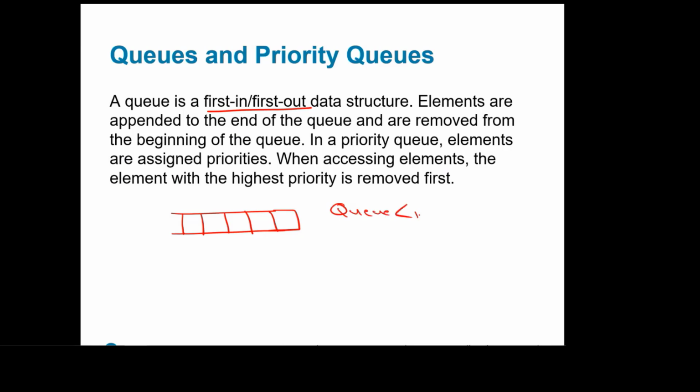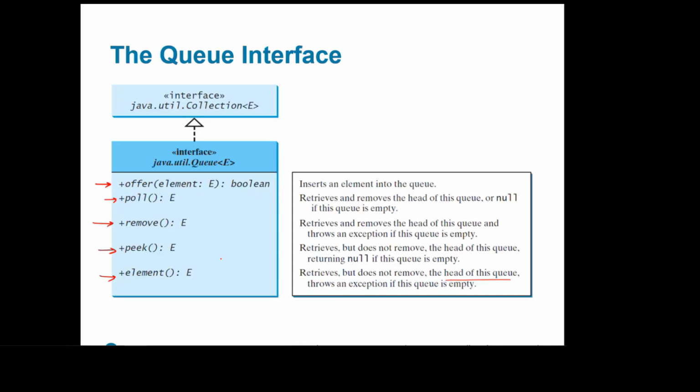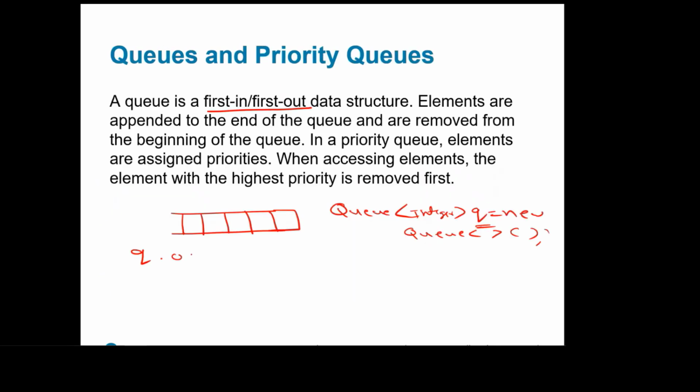And I think we have to pass the data type. So Queue<Integer> queue is equal to new Queue, and here it will create a queue object. Now you can do all the methods on the queue. So if you say queue.offer and you insert 12, then 12 will get inserted at the first position.